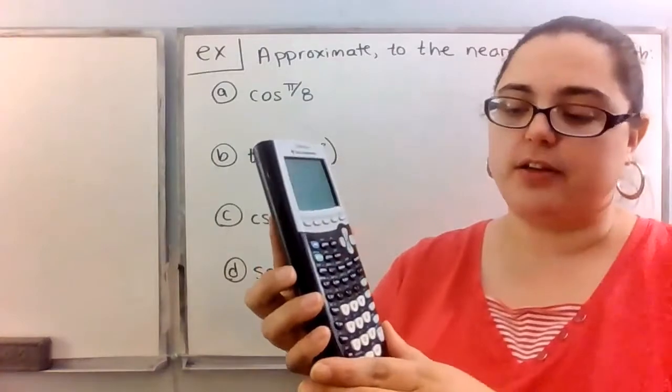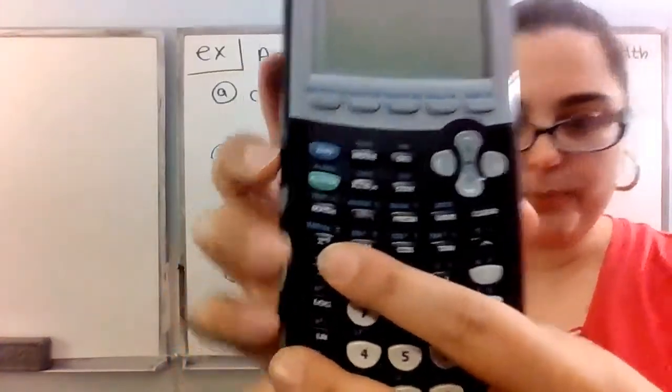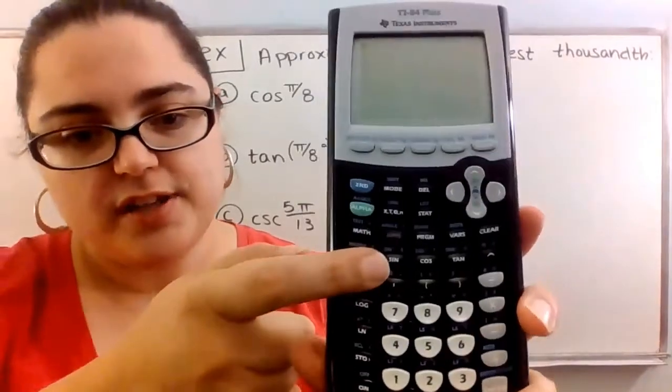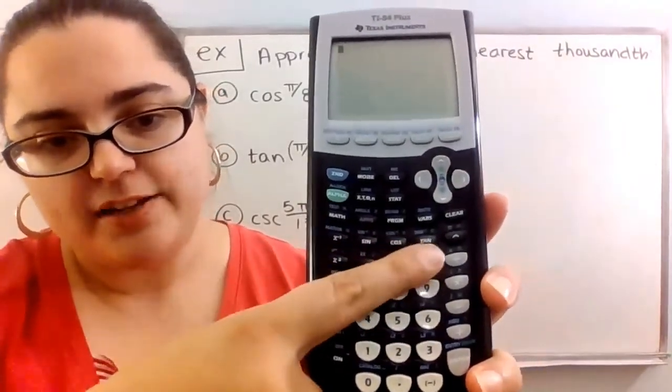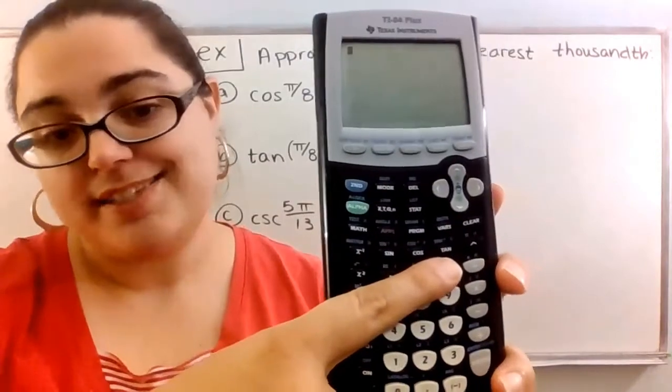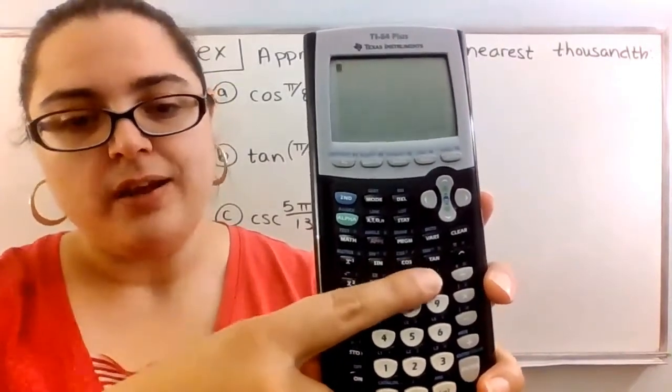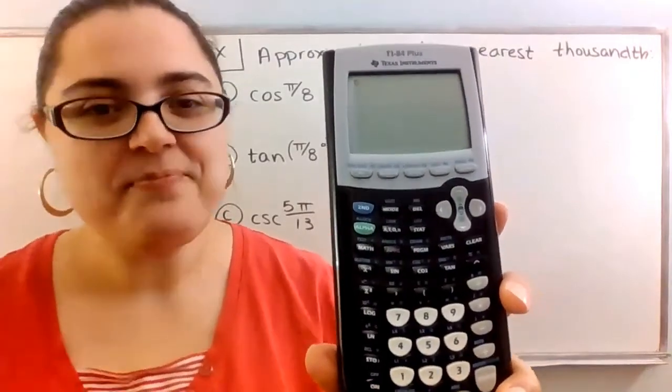Now, your sine, cosine, and tangent buttons here are right above your parentheses. Here's our sine, our cosine, and our tangent. This calculator doesn't have secant, cosecant, and cotangent on it. It's just got those three, but that's okay. We can use them to find everything.